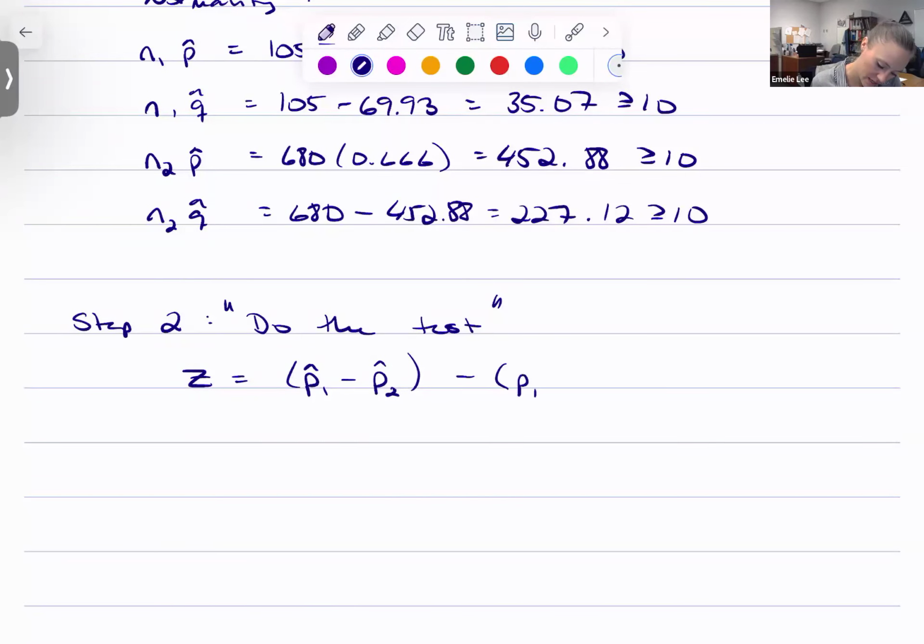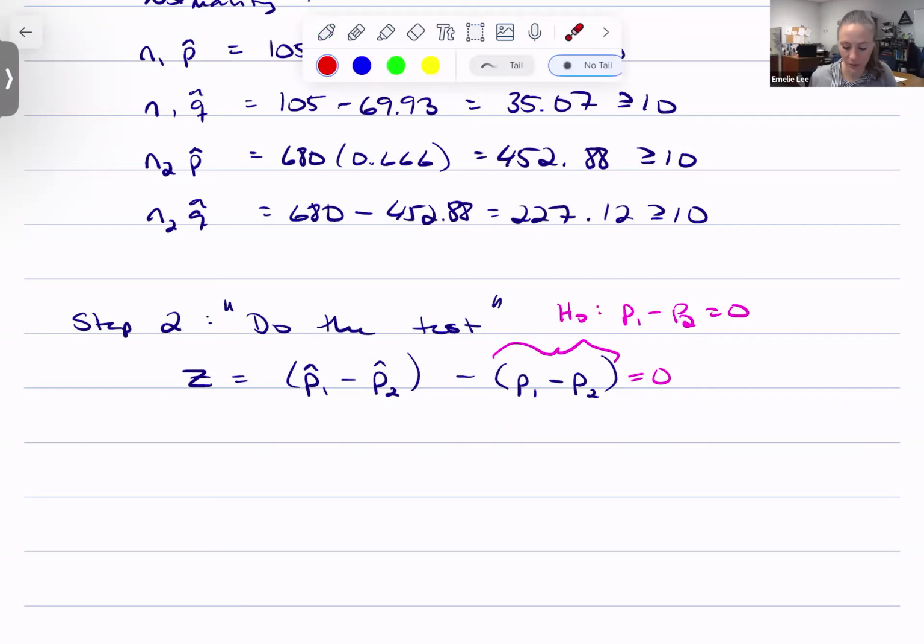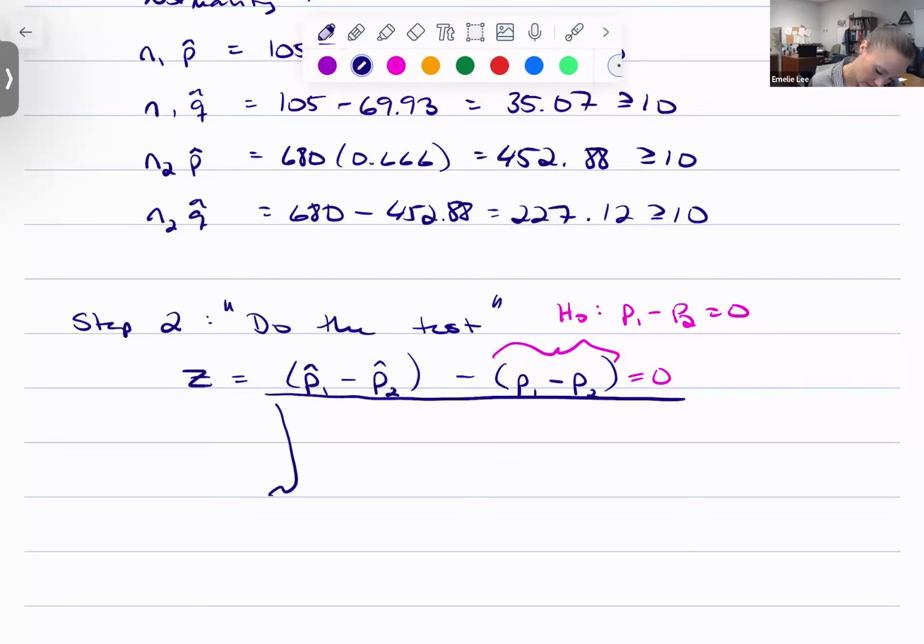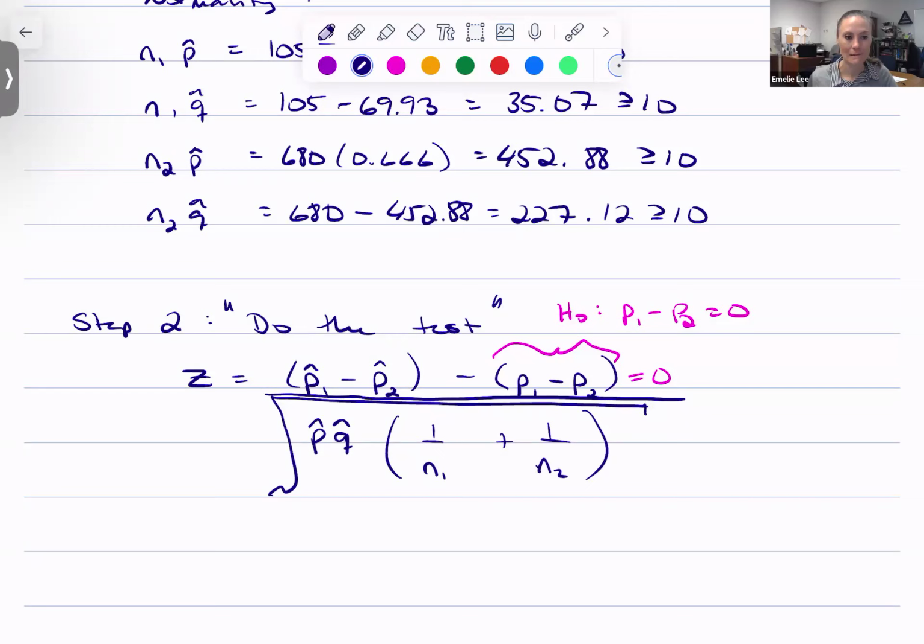Minus the hypothesized value. Now notice here, H naught says that P1 minus P2 is equal to 0. So then this is equal to 0. So we're seeing how far the sample difference in proportions is from 0. Usually, on the formula sheet, I don't even include this because it'll always be 0. Divided by the square root of P hat Q hat times 1 over N1 plus 1 over N2.